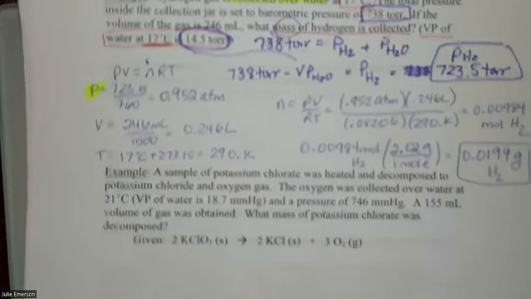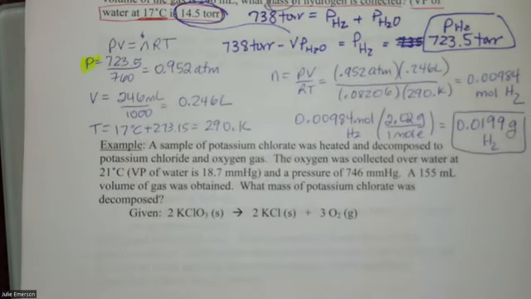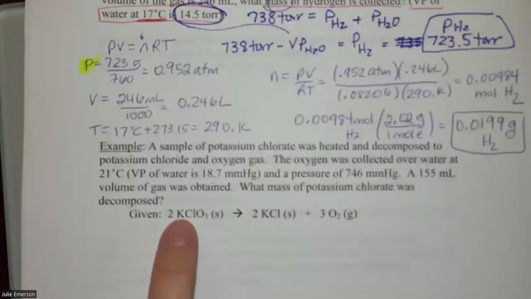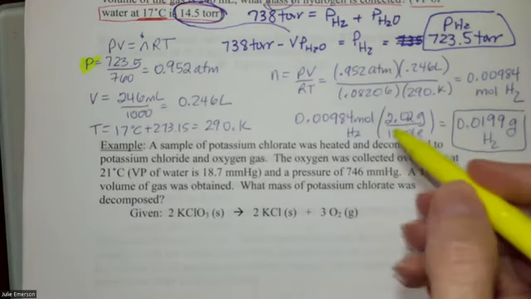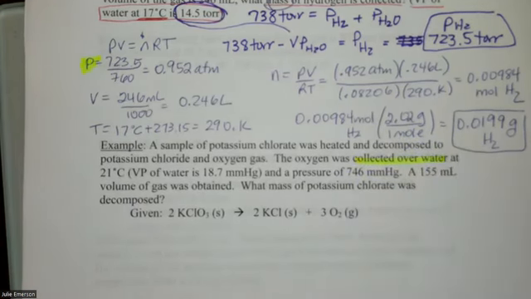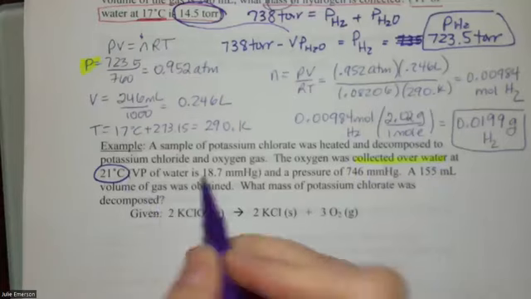All right, so in this example, we've got a sample of potassium chlorate, KClO3. It's heated and it decomposes into potassium chloride and releases oxygen gas. The oxygen was, there's that phrase, collected over water. We're at 21 degrees Celsius, so a different temperature than the last example when we were at 17. Okay, so there's my temperature.